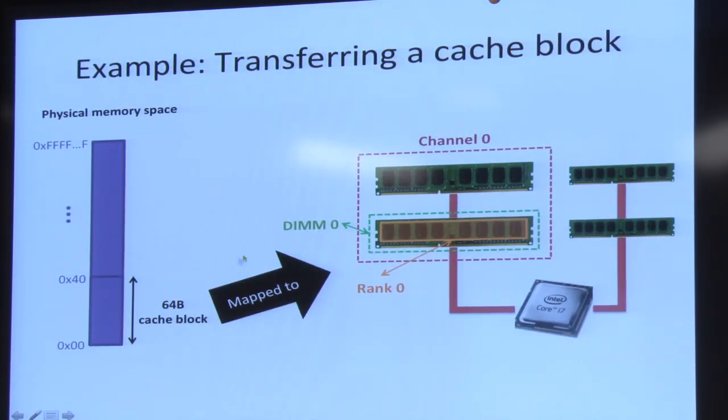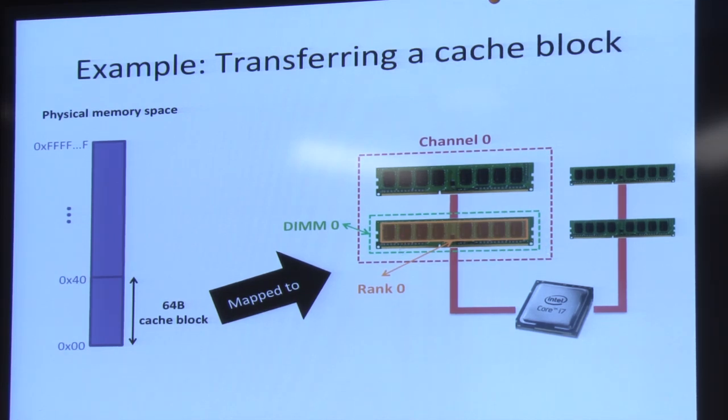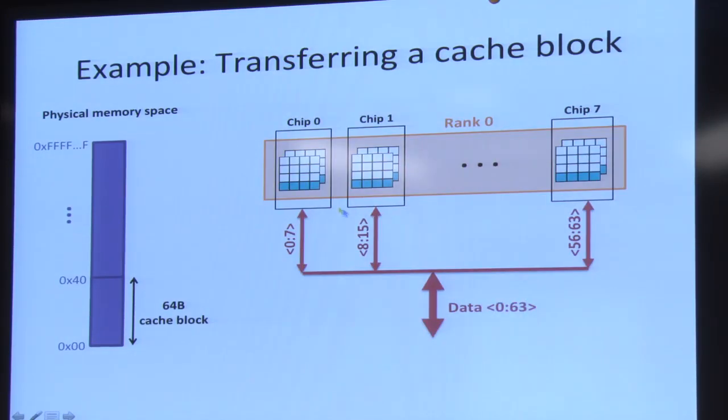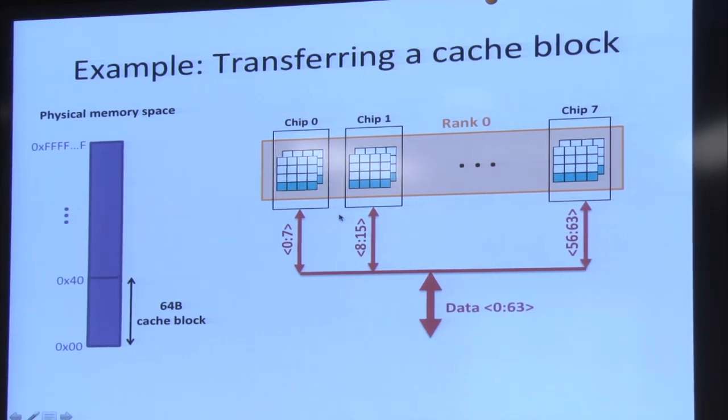Let's take a look at how a cache block is transferred inside this hierarchy. Basically, this is a 64-byte cache block. It gets mapped to a rank. I guess you could map it across ranks, but then you run into the switching penalty if you want to get both of them. So it makes sense to map it to a single rank. Once you transfer it, this is 64 bytes, but your interface granularity is 64 bits. So you need to do multiple accesses, 8 accesses, to transfer the entire cache block.